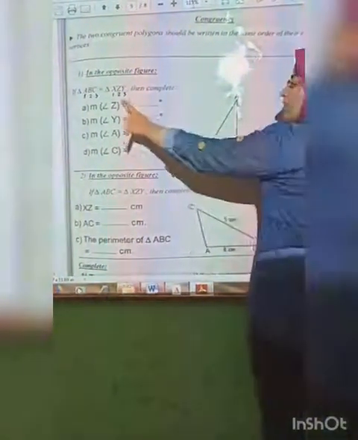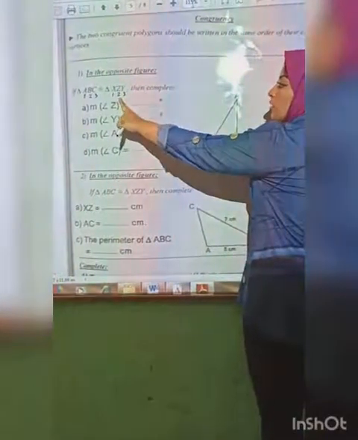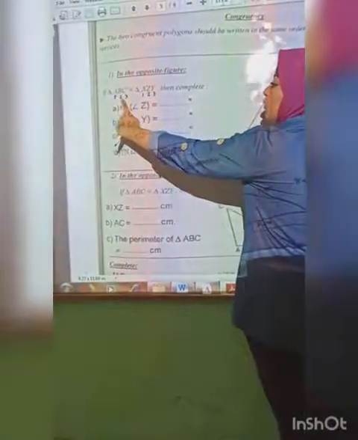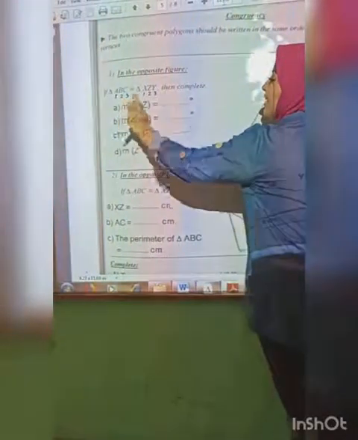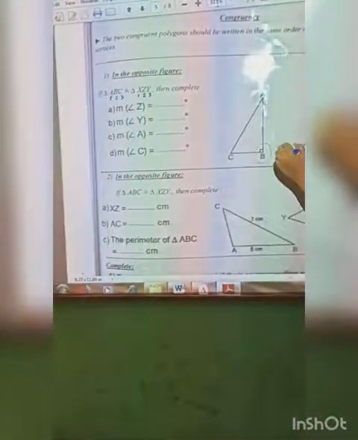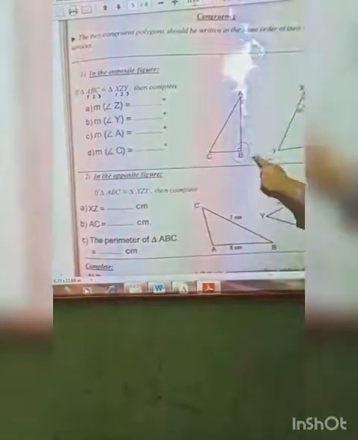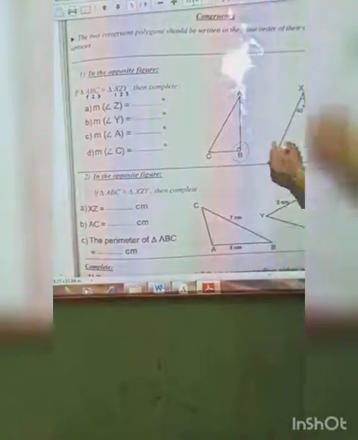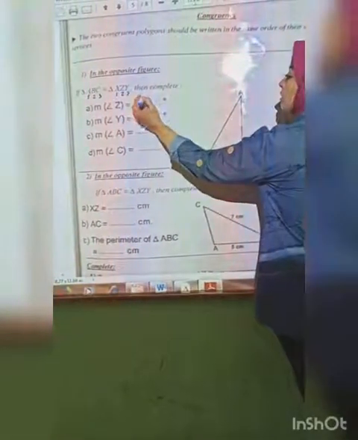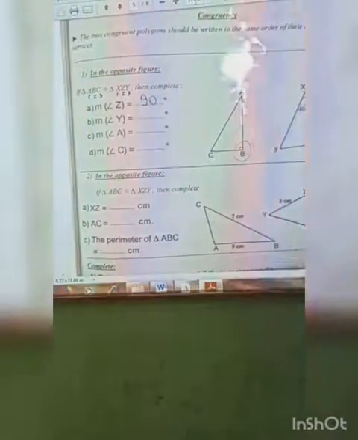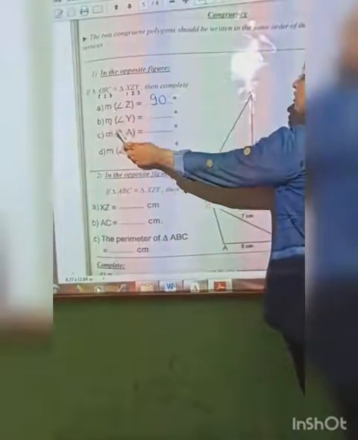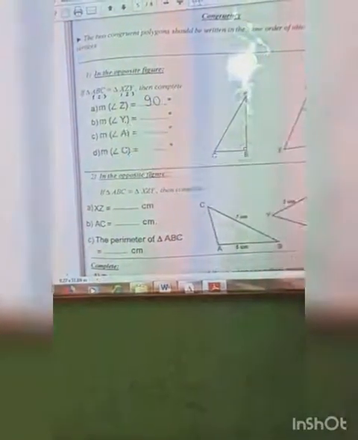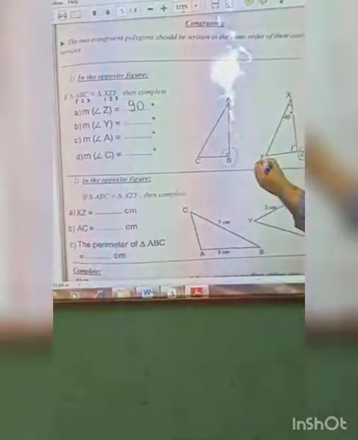The angle Z here is the angle number 2. So it will be equal to the angle number 2 here, which is B. B here is 90 degrees, and Z is congruent to the angle B, so Z equals 90 degrees also. Number B, I want the measure of the angle Y equal how many degrees? The angle Y is here.